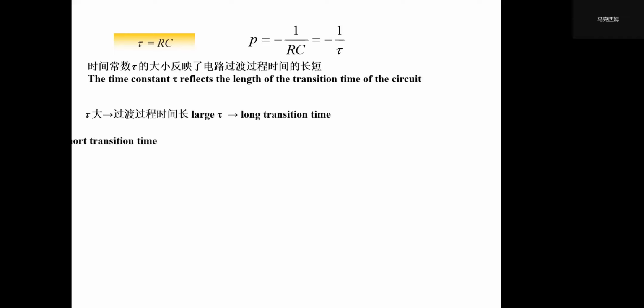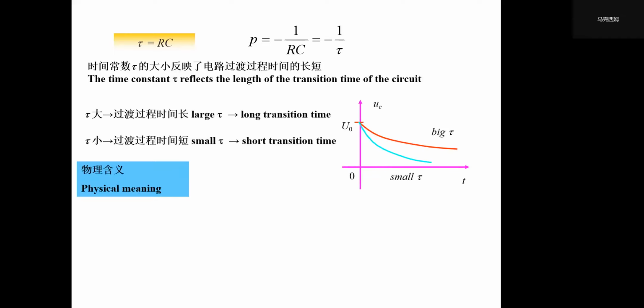Lecture is chapter 7. This is where we stopped this morning. We already defined this time constant tau. Larger tau means longer transition time, and small tau means shorter transition time.